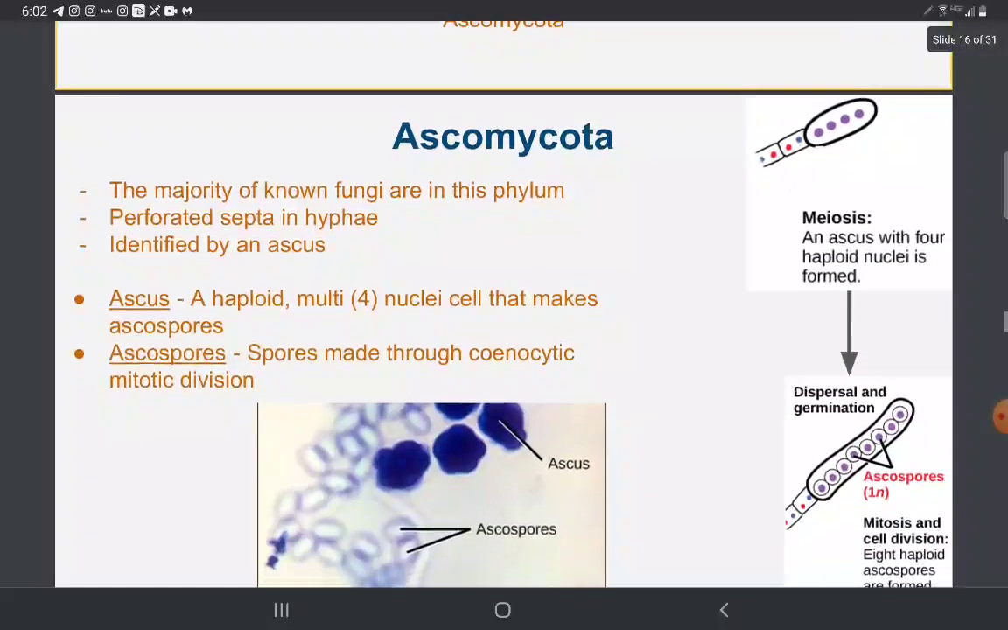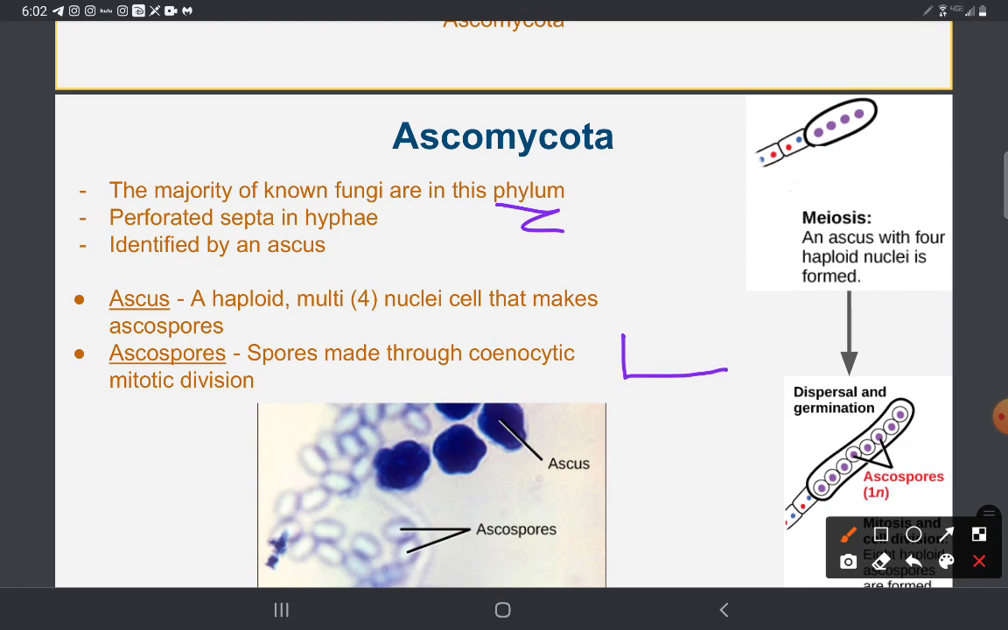They are the most diverse phylum of the kingdom. There are more ascomycota than the other phyla. They have perforated septa, which just means incomplete division. They do have somewhat of a cell wall forming between, or a cell plate, but it's not complete. And so that still allows for the flow of nuclei and cytoplasm that we saw before.